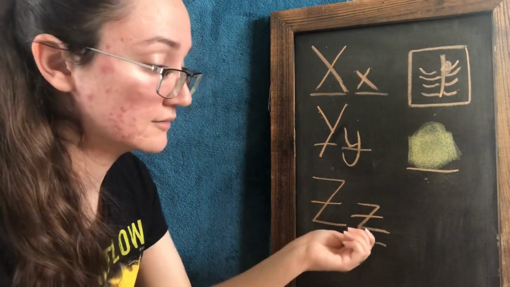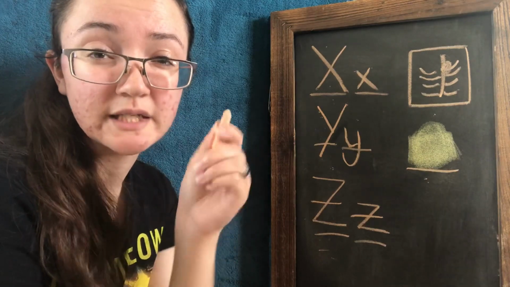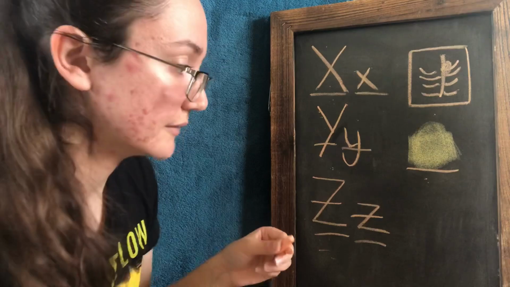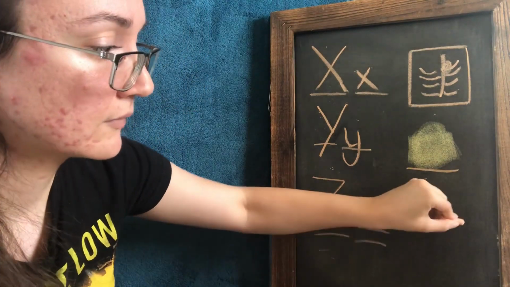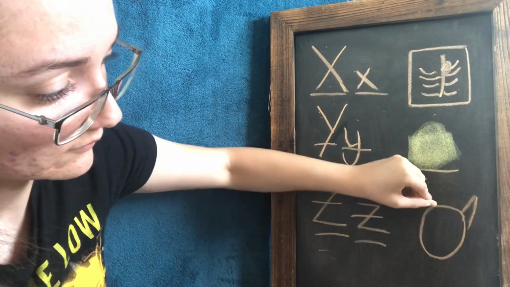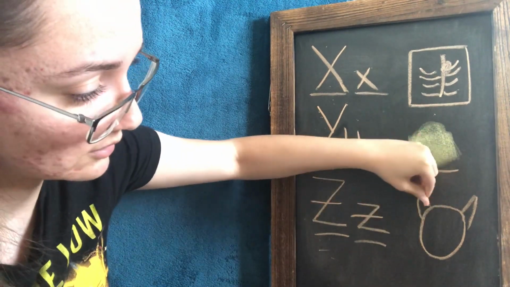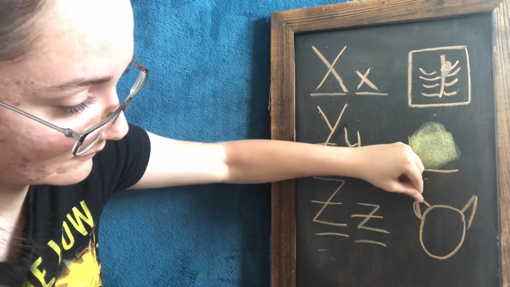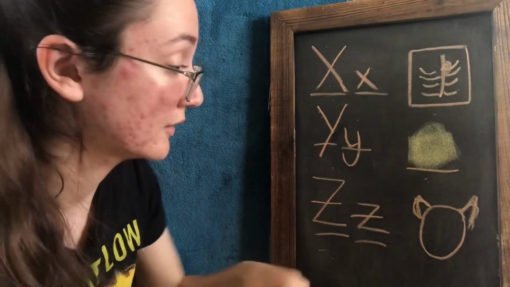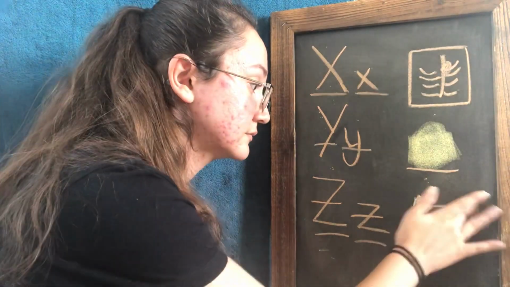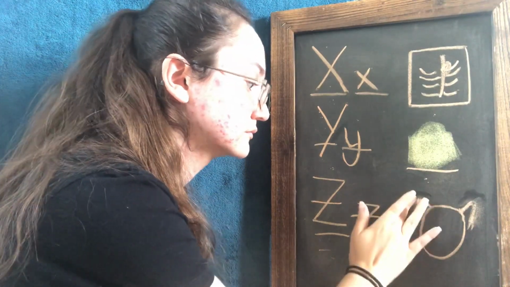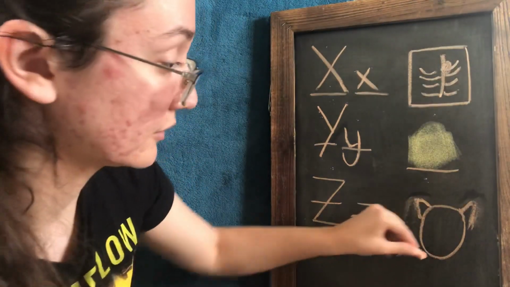Uppercase, lowercase. What starts with Z? Not xylophone. Xylophone does not start with Z. But zebra does, and I'm not going to draw you a zebra. I'll draw you the head of a zebra. He's got big ears. I'm so sorry, he's got big ears. This is no longer a zebra, this is a gargoyle. I don't know. Don't know what happened there, sorry.